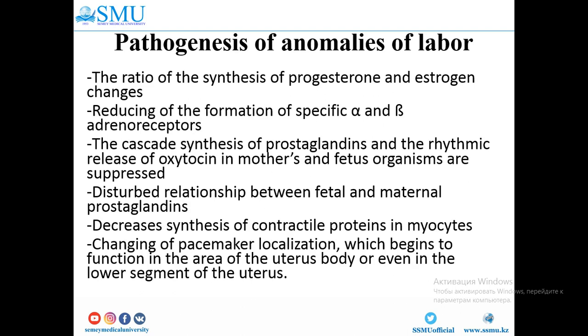Pathogenesis of anomalies of labor. Firstly, the ratio of the synthesis of progesterone and estrogen changes. It leads to a reduction in the formation of specific alpha and beta adrenal receptors. The cascade synthesis of prostaglandins and the rhythmic release of oxytocin in the mother's and fetus's organisms are suppressed. The relationship between the fetal and maternal prostaglandins is disturbed. Synthesis of contractile proteins in myocytes decreases. The pacemaker localization changes, and it begins to function in the area of the uterus body or even in the lower segment of the uterus.